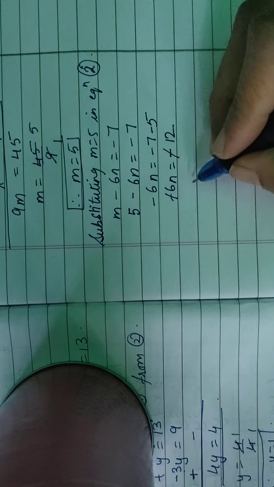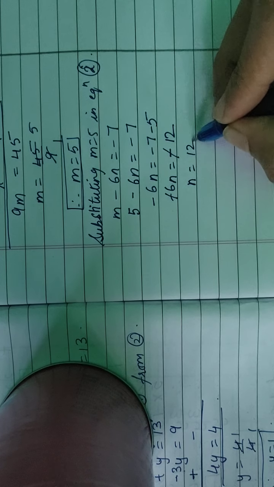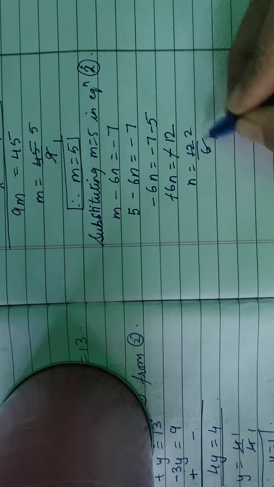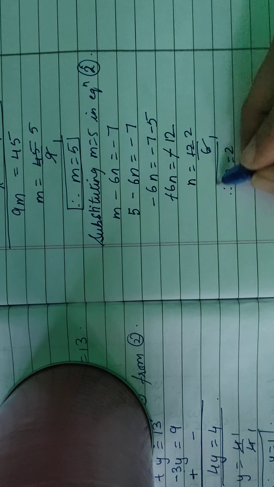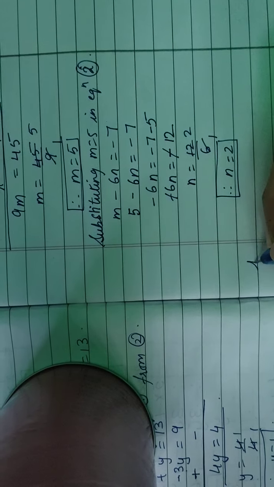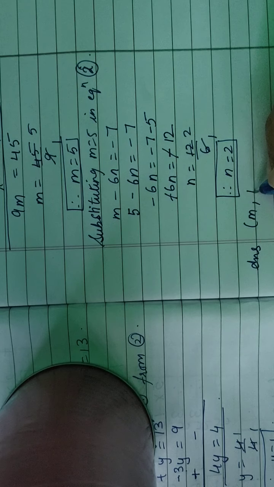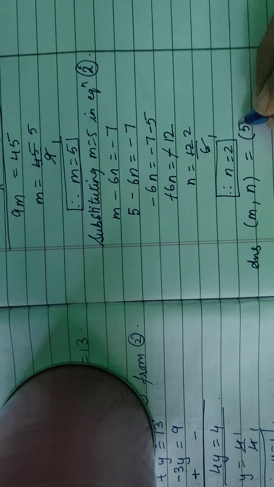Then minus sign gets cancelled. N will be 12 upon 6. 6 1s are, 6 2s are. So n is equals to 2. So then I have to write the answer m comma n. So m is 5, n is 2.